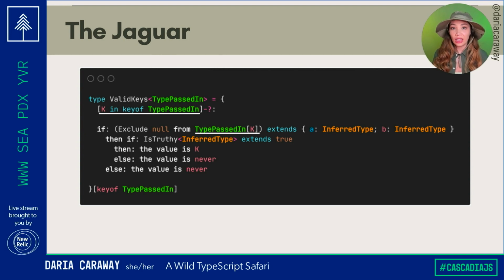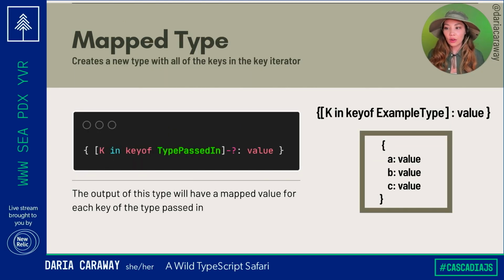I left one generic in K because I haven't really talked about what K is here yet. Let's dive into that. Turns out K is a mapped type. I like to think of mapped types similar to mapping over arrays in JavaScript. A mapped type will return a new type with all of the keys of the key iterator mapped to a value. So here we're going to map over all of the keys of the type passed in, and we'll be assigning a value later on in the type.